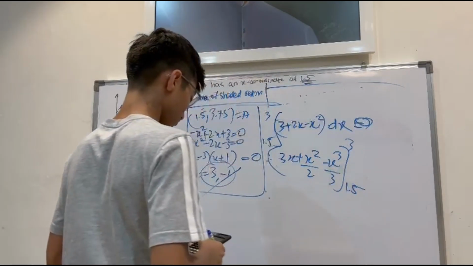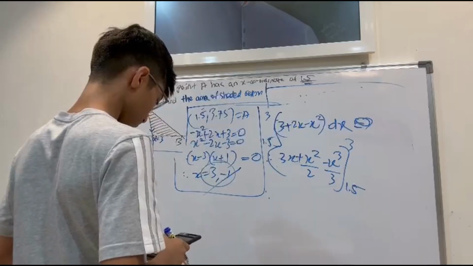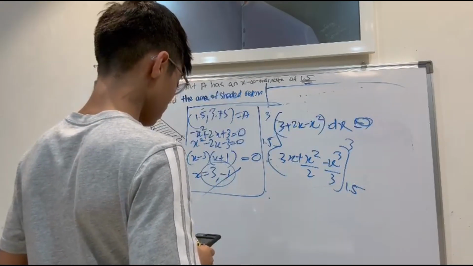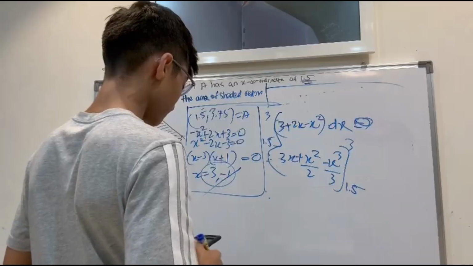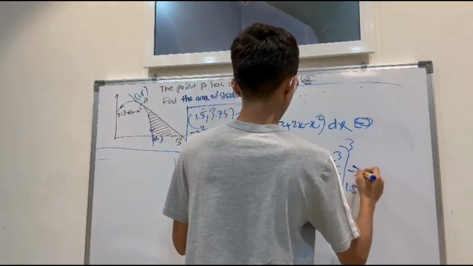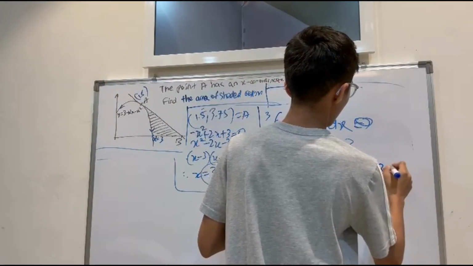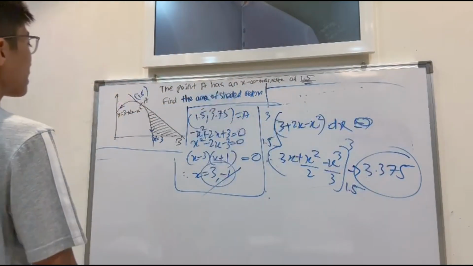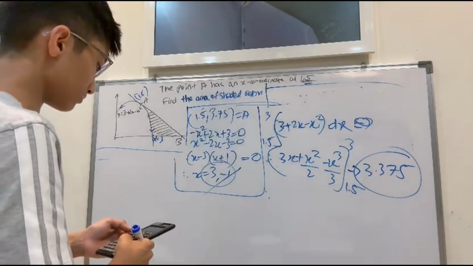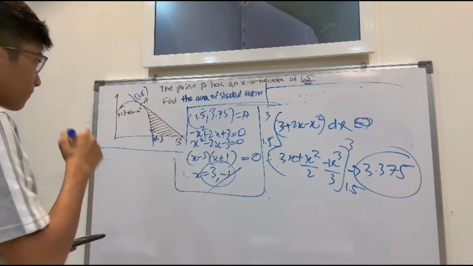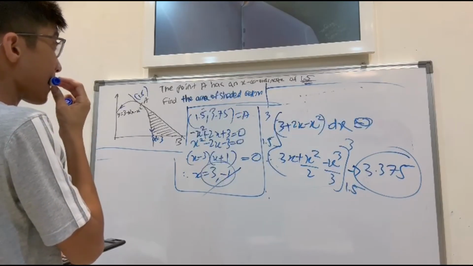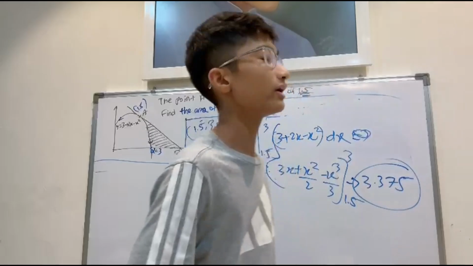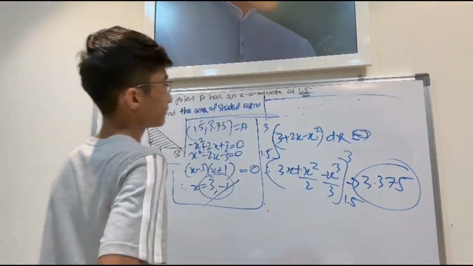So we get 3 plus 2x minus x squared. We get the area as 3.375. Previously, we got the area under the line as something like, what did we get? We got the area as 7.03125 under the whole line.